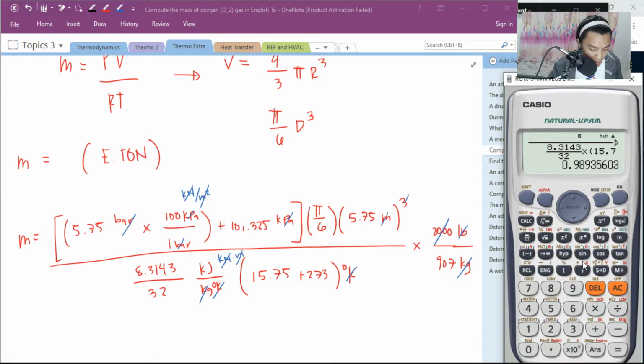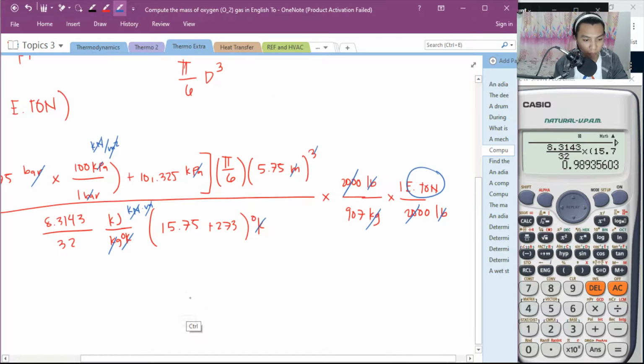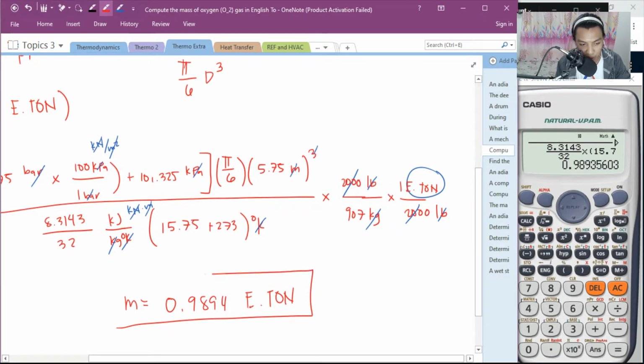The answer will be, tama, 0.989. Nasa choices. English tons. Ayan. The mass will be 0.9894 English ton. Nasa choices siya. That is the answer for number 7.